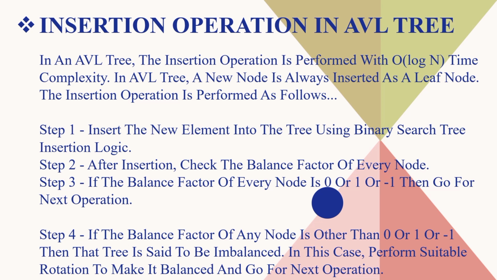Step 2: after insertion, check the balance factor of every node. Step 3: if the balance factor of every node is 0 or 1 or minus 1, then go for the next operation. If the balance factor of any node is other than 0 or 1 or minus 1, then the tree is said to be imbalanced. In this case, perform suitable rotation to make it balanced and go for the next operation.